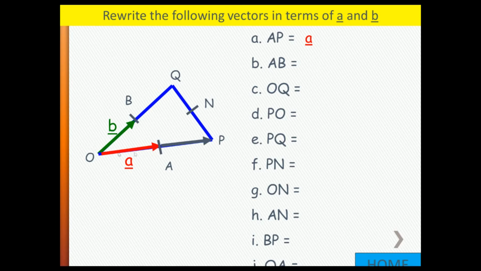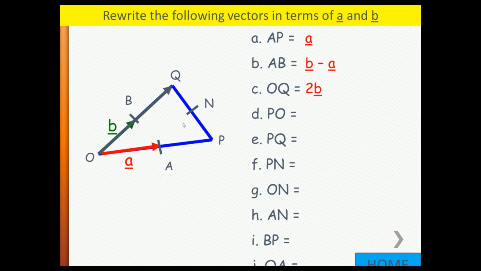Similarly, A to B, I can go that way. So the path I can take is back here. So I can go minus A plus B, or B minus A if I want to turn them around. OQ. OQ is there. Well, we know this is vector B, and this one's identical to it, so it's twice the size of it. So it's going to be 2B, or not to be, that is the question.